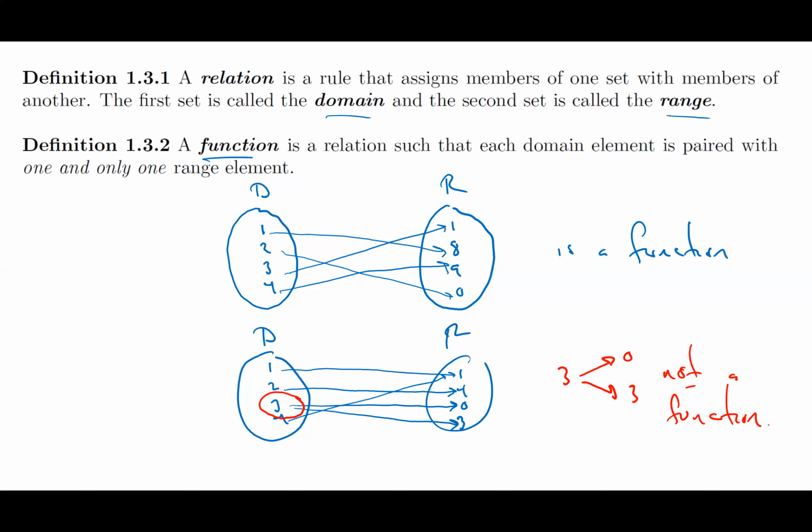Also, notice it's okay if the range element is the same for two different domain elements, right? 1 went to 1, 4 went to 1, but you can't have one input going to two different outputs, okay? Again, going back to that soda machine I mentioned in the first lecture, if you pressed the button for a soda and out came the soda and something else, as nice as that may be, the machine is broken. It's no longer functioning properly. You should only have one output when you give the function an input. All right.